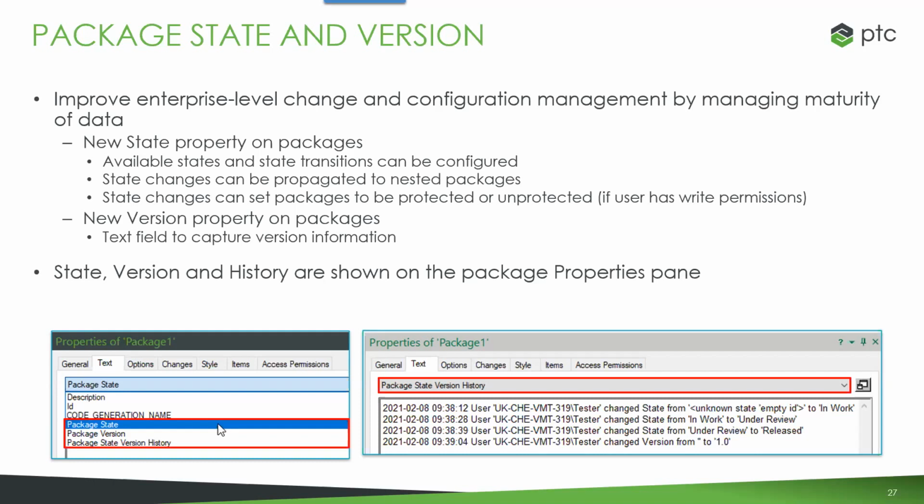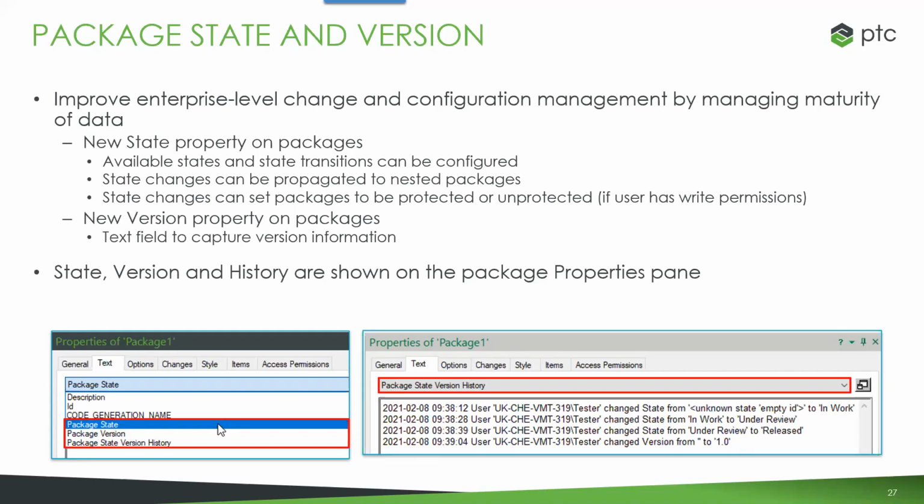State changes can also trigger setting packages to protected or unprotected. Obviously, if you wanted to make a change to something like a review state, you'd probably want to set the package to protected to ensure the contents of it don't get modified. Obviously, this is user and access permission based, so only if you've got the permissions to protect. But a very useful feature to ensure that we can control changes and lock down data as it evolves and matures.